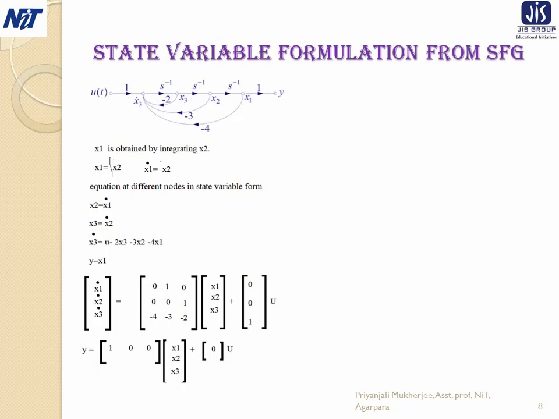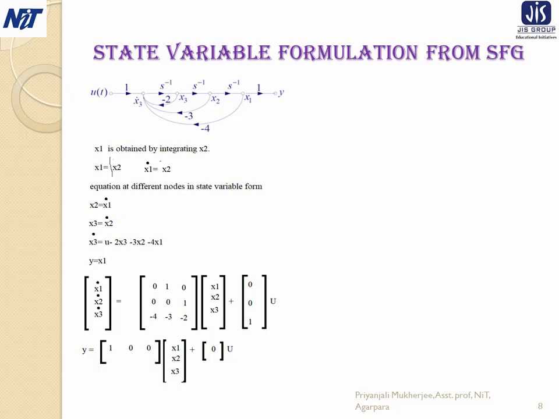To find the state variable formulation from the signal flow graph, first we have to assign the state variables. The number of state variables depends upon the integrating terms. There are 3 integrators present in this signal flow graph, so the order of this system will be 3. So we have to choose 3 state variables.